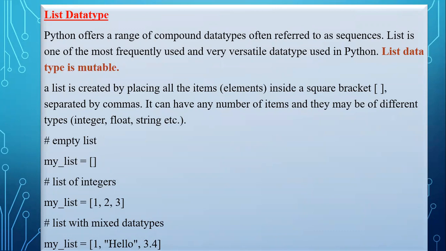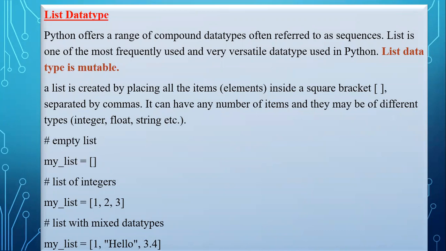An important point about lists is that they are mutable. That means the value can be changed. Some data types are immutable, like numeric types, where the value cannot be changed. How to create a list? Yesterday we saw that in square brackets we enter all the items, each item separated using commas. We can have any number of items in the list. It may be of different types also.